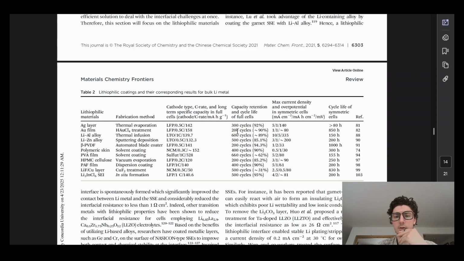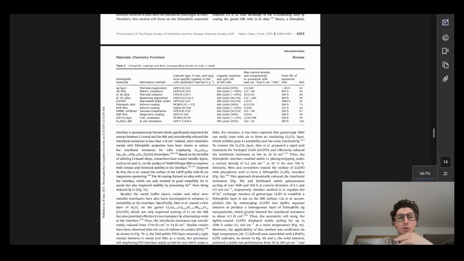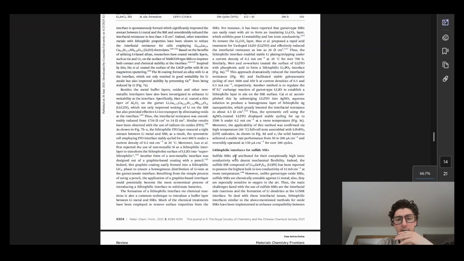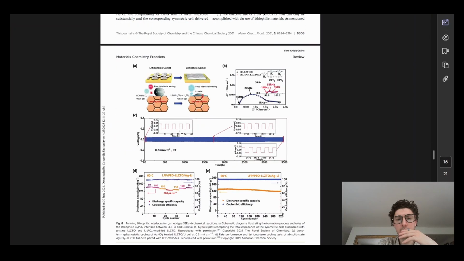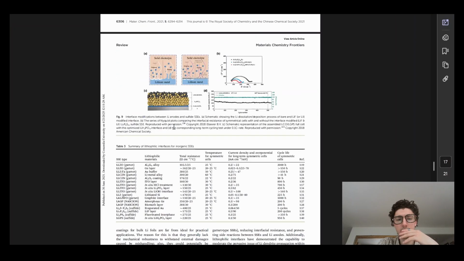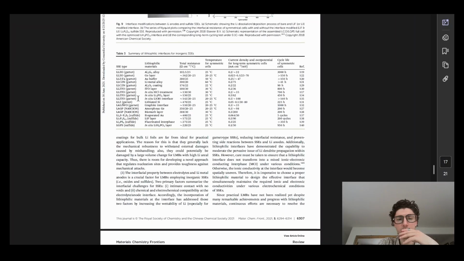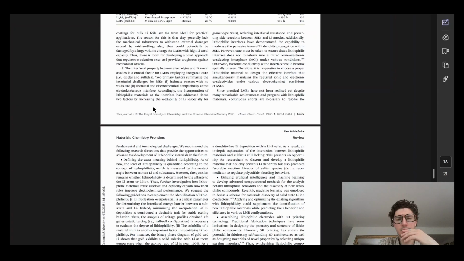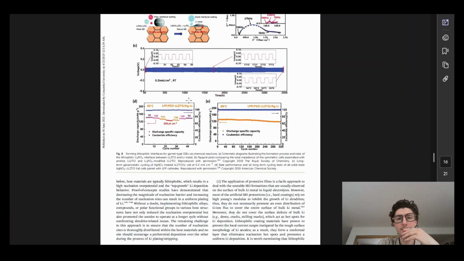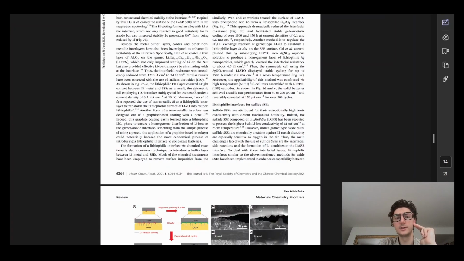I mean, maybe not. Here they have some other materials that do better, 600 cycles. It's hard to compare these because there's so many moving pieces, but just looking at the materials, gold and silver always appear. Lithophilic interfaces for sulfide solid-state electrolytes, summary and prospects. Okay, so some interesting stuff for sure. And the conclusion here is going to be long to read. So I'm just going to keep this in mind. I'm not going to look through all of this.